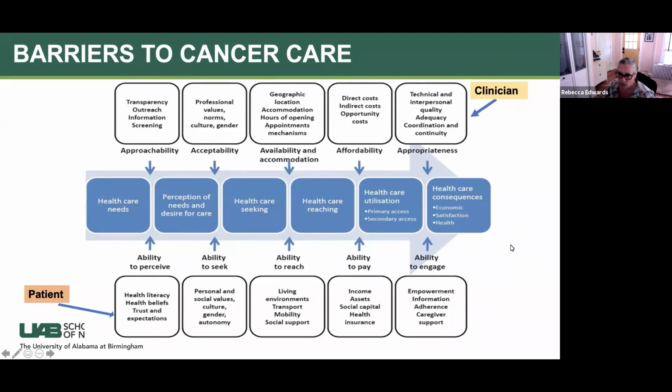And do they have the ability to engage? Do they feel empowered? Do they have the right information? With our information age, patients and families come in with lots of information that they feel they can trust on the internet, but it may not be reliable, evidence-based information. Do they have the right caregiver support? So the barriers to cancer care are significant for some, and this all needs to be considered, particularly in lower resource environments.